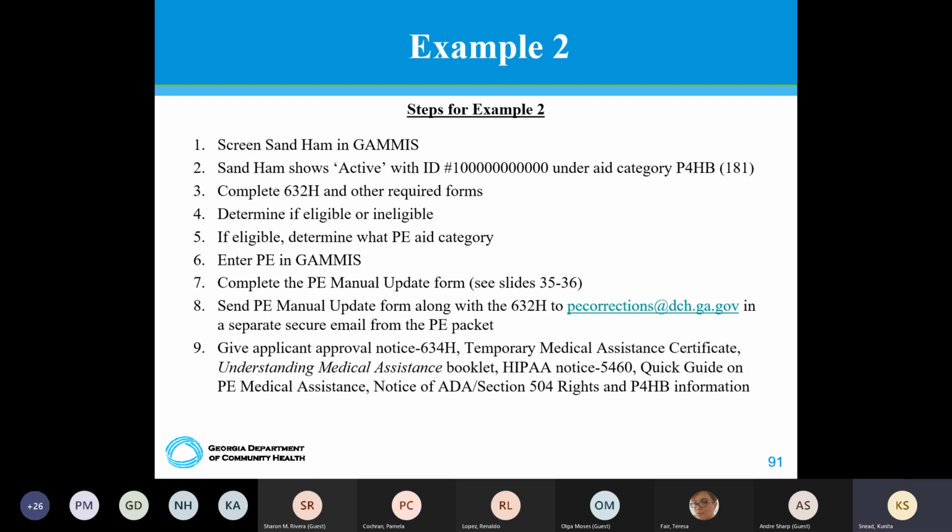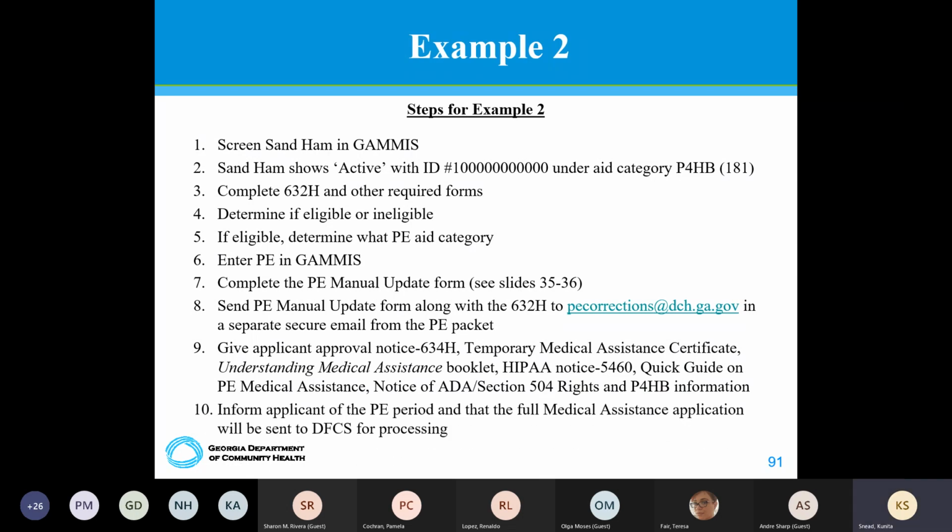Then you're going to give Miss Sand, because she's in the office at your hospital, so you're able to give her this information. You're going to give her the approval notice, the temporary certificate that you print from GAMIS, the understanding medical assistance booklet, the HIPAA notice, the quick guide, the notice of ADA, and then the P4HB information. You're going to inform Sand of the PE period time and that the full application will be sent to DFACS for processing.